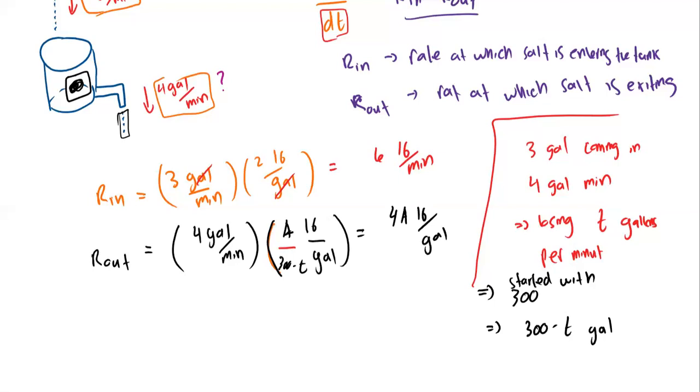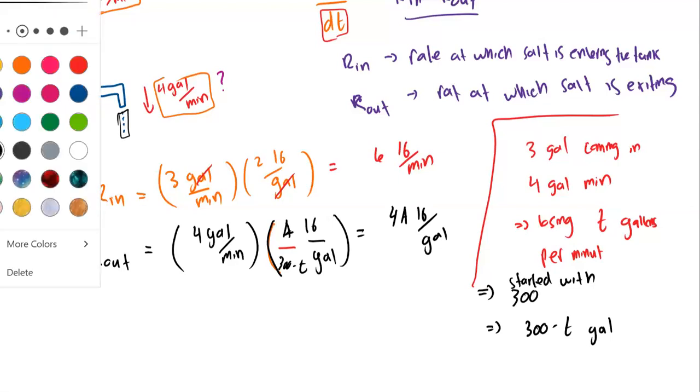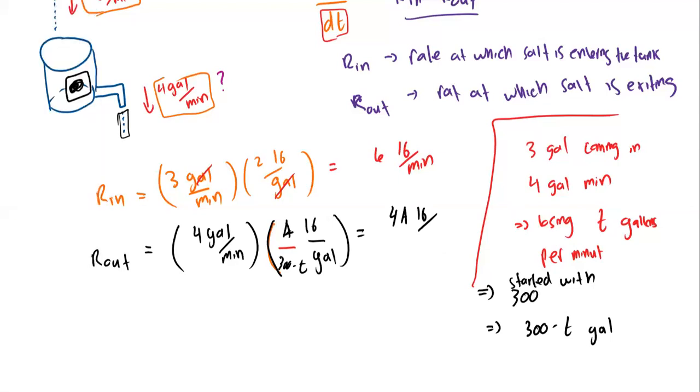Again, per minute. Again, the gallons cancel. We have gallons here, which cancels with gallons here. Putting everything in, the rate of change of salt is given by the rate in, 6 pounds. And I'm going to get rid of the units right now, just because I want to write it as a mathematical expression. But in practice, I think it's important that we know what the units are.